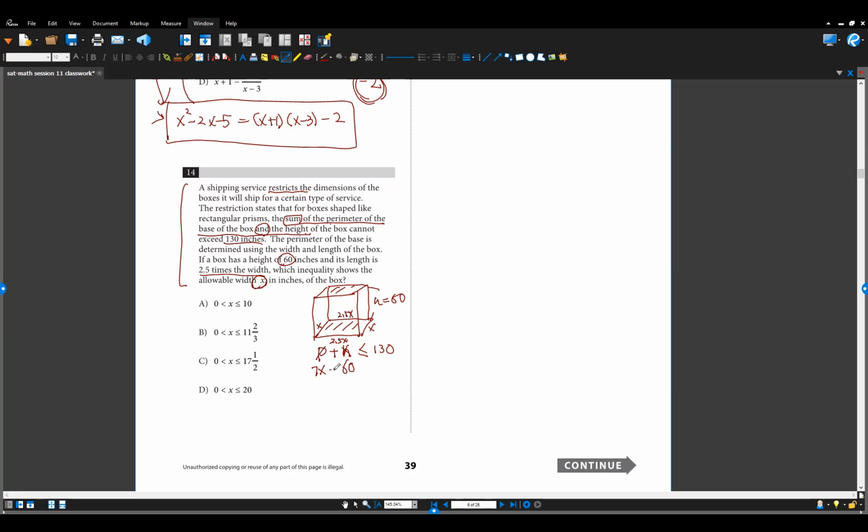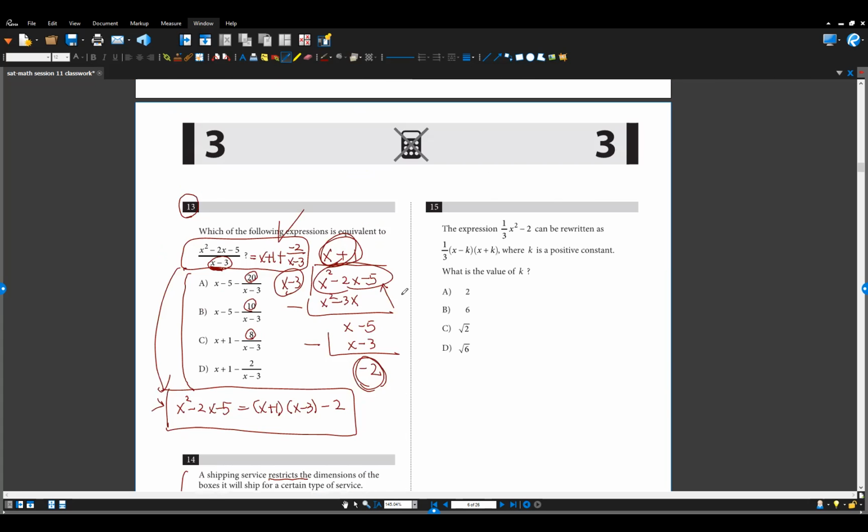Okay, 7x plus 60 should be less than or equal to the total dimension, 130. That is the constraint. Now we need to solve this one. Minus 60, minus 60 is what? 70, right? When you divide by 7, x should be less than or equal to 10. But which one is this one? We have this one because the width cannot be 0. Maybe you can add this one too. Choice A is the answer, okay?